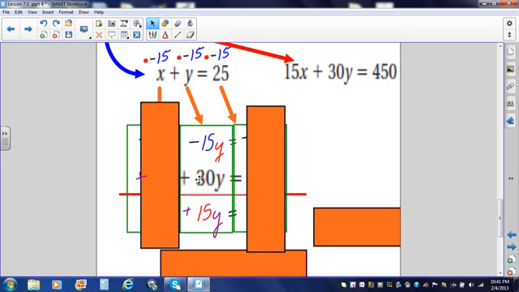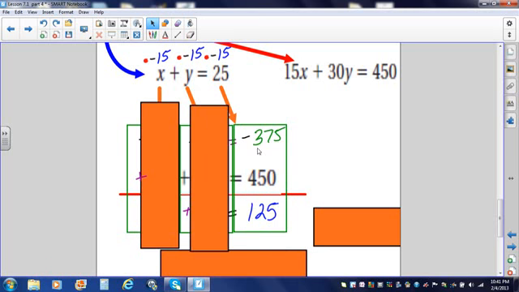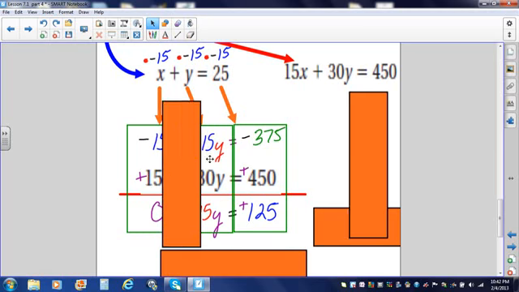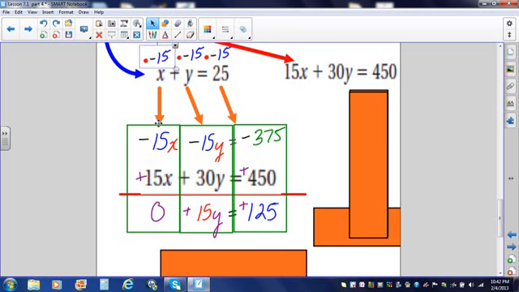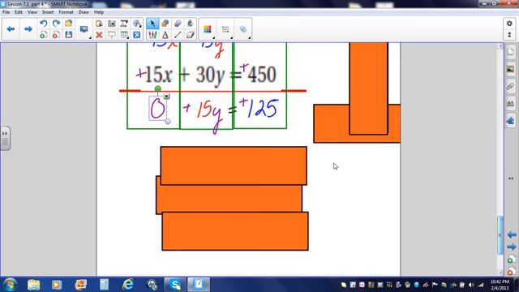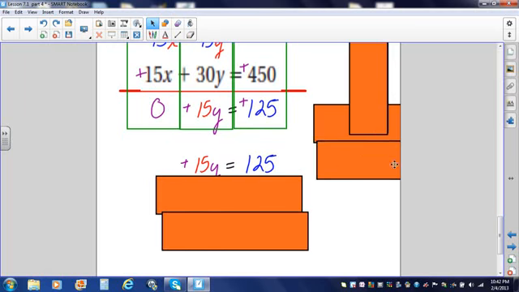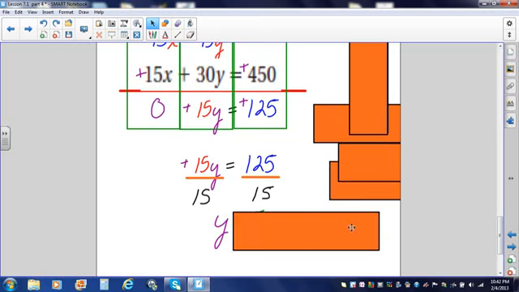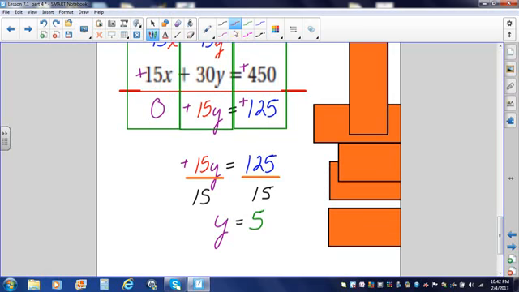Next, I will combine a positive 30 and a negative 15. A positive 30 and negative 15 gives me positive 15, and my y follows me wherever I go. Next, I will combine a positive 450 and a negative 375. When I do that, I get a positive 125. So the whole purpose in multiplying by the negative 15 was to get the x's to cancel. Now, I'm going to solve the equation 15y equals 125. I divide both sides by 15, and y equals 5.